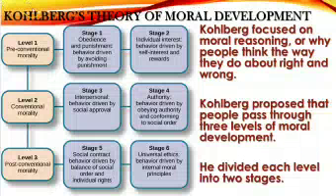And then we come to Kohlberg's theory of moral development. Kohlberg focused on moral reasoning, or why people think the way they do about right and wrong. He proposed that people pass through three levels of moral development, and he divided each level into two different stages. Here, level one, pre-conventional morality. In stage one, obedience and punishment, the behavior is driven by avoiding punishment.